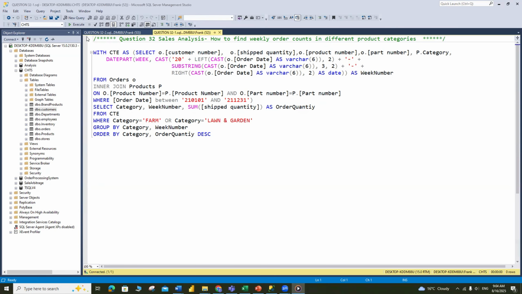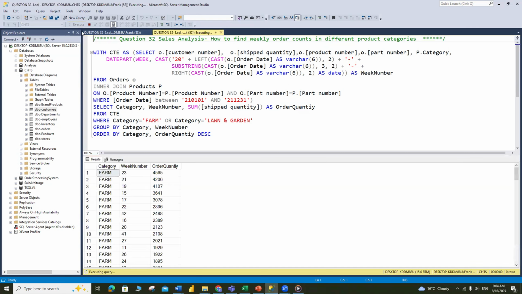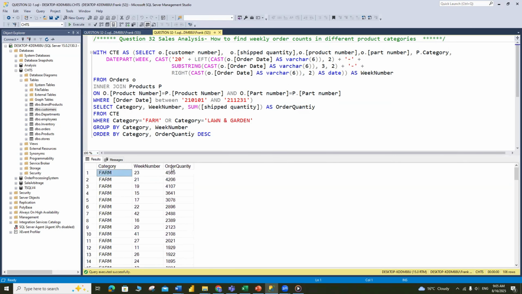Execute the query and we can see, in category farm, week 15 to week 23 have relatively more shipped quantity, suggesting higher sales in April to May. And for lawn and garden, weeks 40 to 42 stand out with huge sales, around 30,000 to 60,000 orders, showing a seasonal spike in September and October.